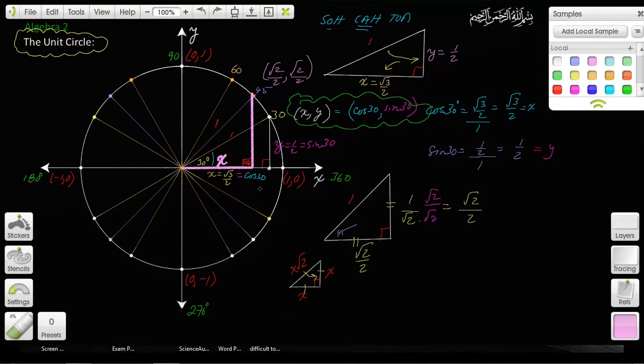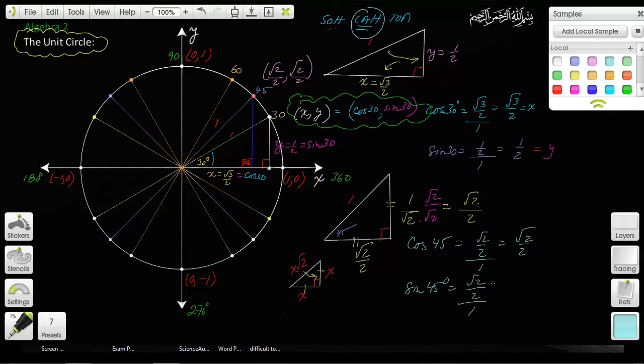Now, if we do the same thing over here, we ask, what is the cosine of 45 degrees? Cosine is adjacent over hypotenuse, which is square root of 2 over 2 over 1, which is square root of 2 over 2. In the same way, if we do sine of 45 degrees, that is square root of 2 over 2 over 1, or square root of 2 over 2. So this ordered pair corresponds to cosine of 45 degrees and sine of 45 degrees. Okay?